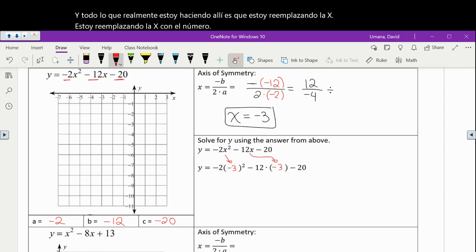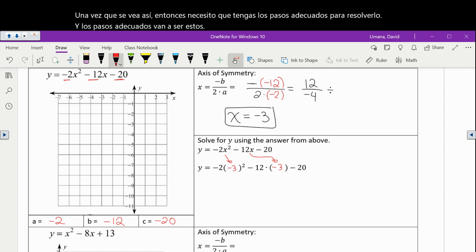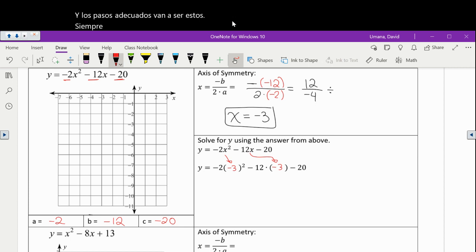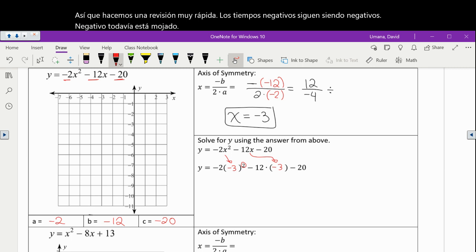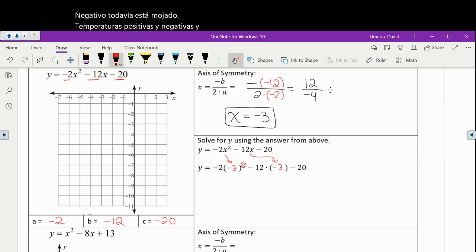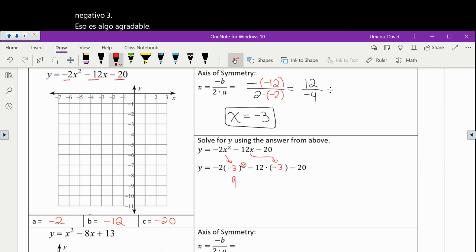As soon as it looks like this, I need you to have the proper steps to solve it. And the proper steps are going to be this. Whenever you see this kind of question, the proper steps are going to be begin with the square first. The square means times itself. So we do a very quick review. Negative times negative is still what? Positive. A negative times a negative is positive. So -3 times -3, that is a 9. It's always been. If I multiply two negatives, it's always been a positive answer.